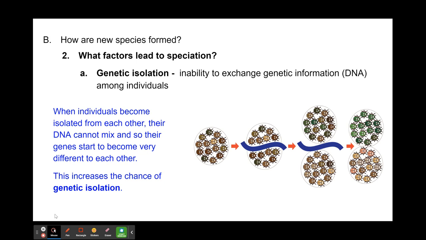However, when individuals become isolated from each other, their DNA cannot mix, and so their genes begin to diverge or become very different to each other. When they're isolated, they will experience different environmental factors and different selection pressures that can influence their genes in different ways. This increases the chance of genetic isolation, the inability to exchange genetic information among individuals. If individuals are genetically isolated, that means their DNA is so different that a healthy and fertile baby cannot be made by the fusion of that DNA.